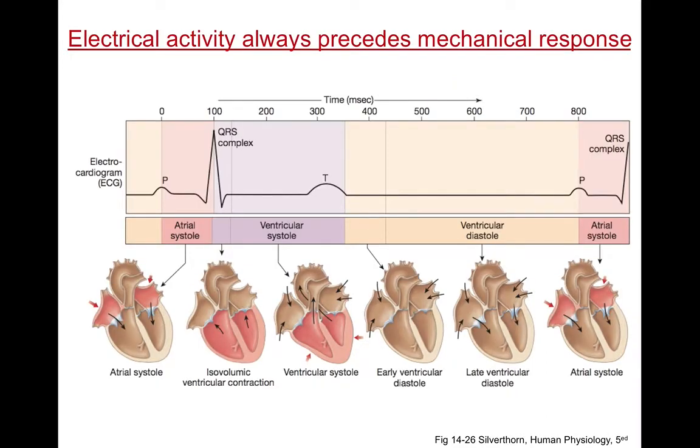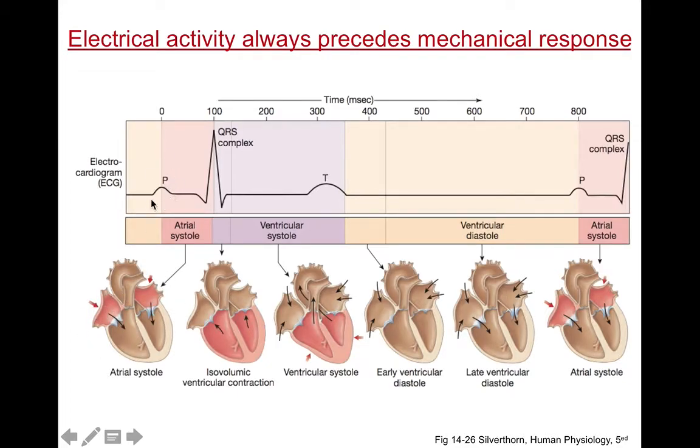So this is showing you the same thing, but in this case in a straight line. And you can see how it also shows you the different systole and diastole within the heart. So atrial systole occurs after the P wave has occurred. This is an important point you need to make sure you understand: the electrical activity always precedes the mechanical response. So the electrical signal occurs first, and then you have the mechanical contraction of the muscle.